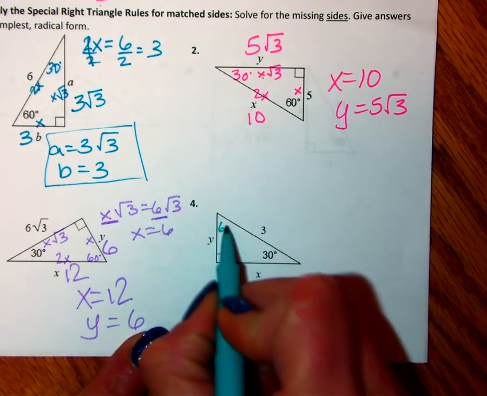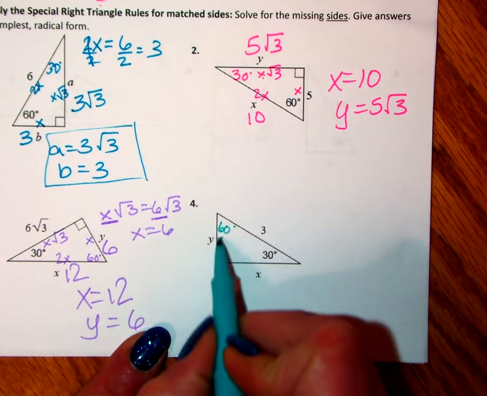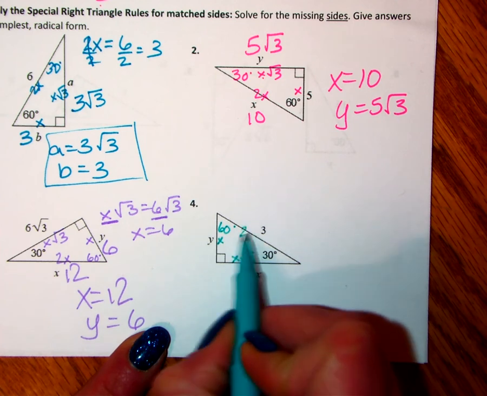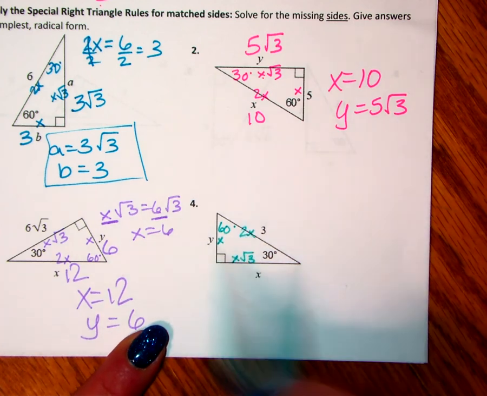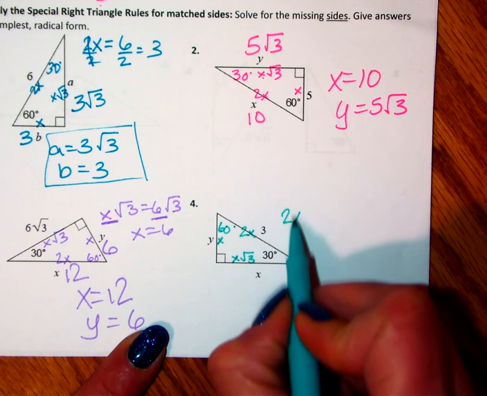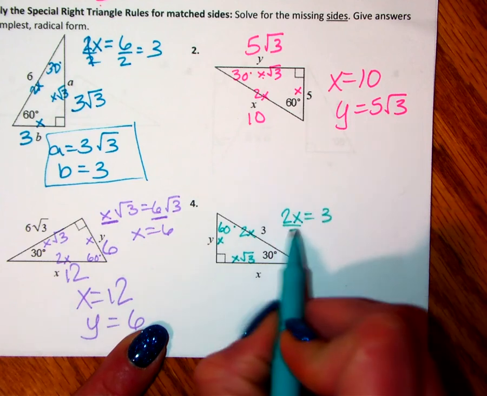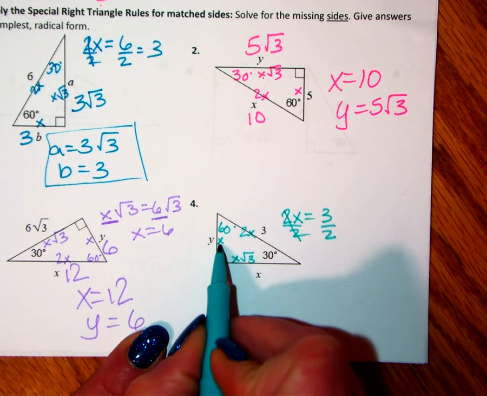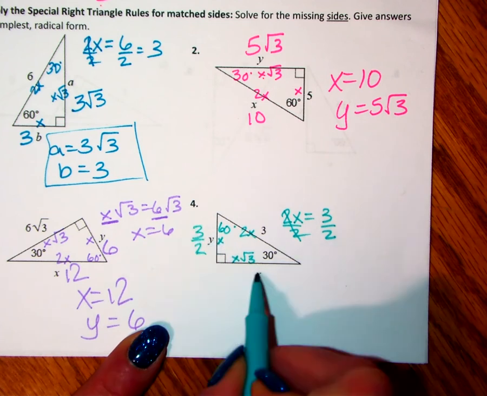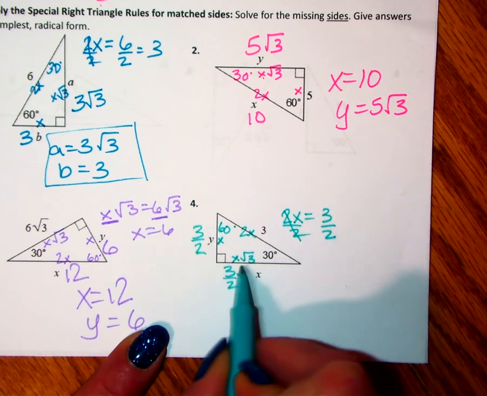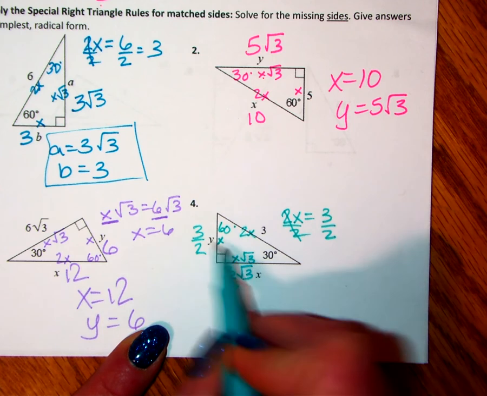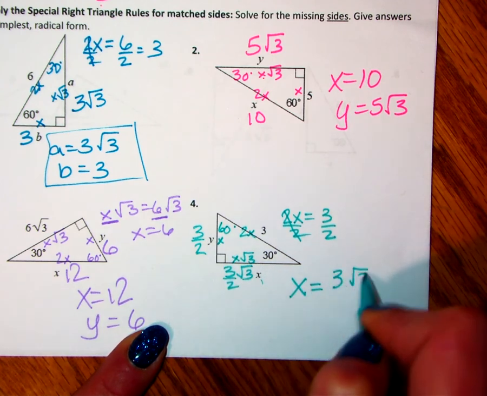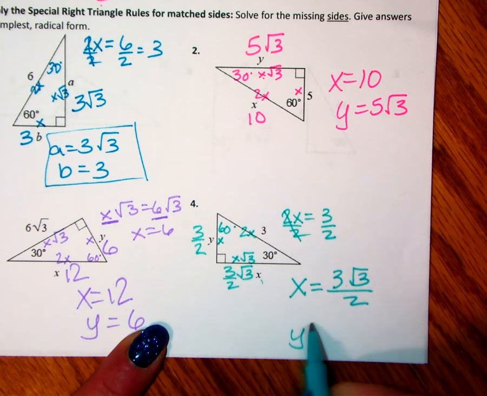Okay, so here's my 60 degree. So that means this would be my x opposite the 30, my x square root of 3, and my 2x. Okay, so the side given to me is my hypotenuse, so I need to find what makes 2x equal 3. So if I divide, okay, 3 halves. So my side with x here is 3 halves. Here, my x times the square root of 3. Okay, so going back to the variables in the problem, I've got to say x is equal to 3 square root of 3 over 2, and y equals 3 over 2.